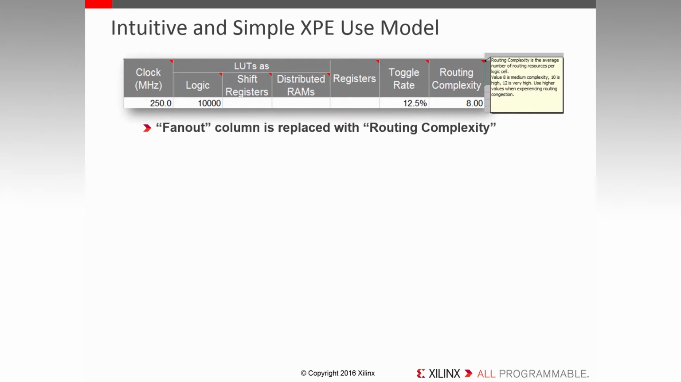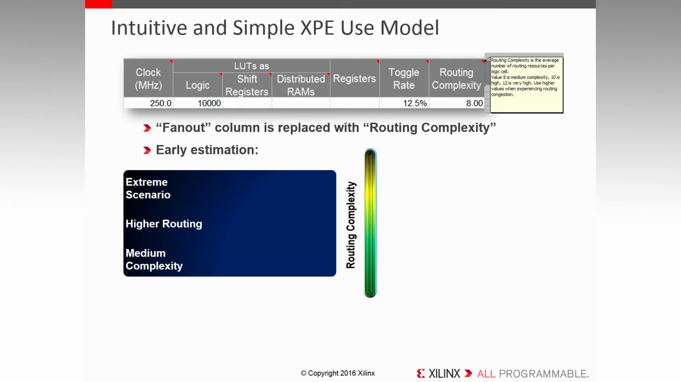When it comes to XPE interface, we carefully crafted the use model with one parameter change, introduced routing complexity column by replacing fanout setting. This represents the average number of routing resources per logic cell of logic groups in a row. For example, here 10k LUTs are grouped in a row, which means routing complexity of each LUT is 8. Literally, you can enter any valid integer numbers in it, since routing complexity is a simple factor to say whether the design uses average interconnect usage or can be shifted to be above and below average.